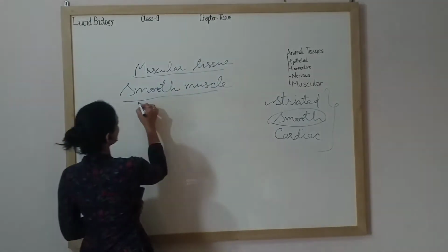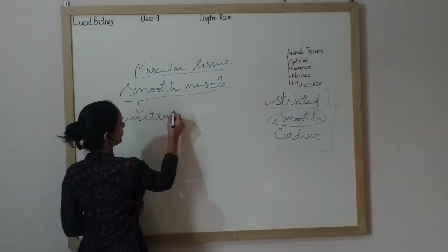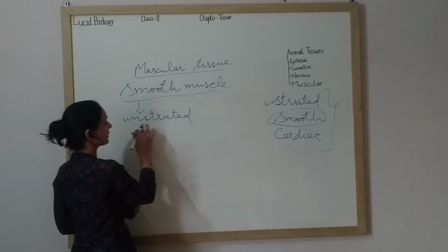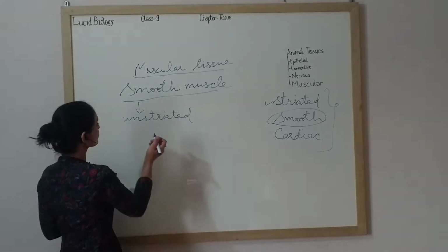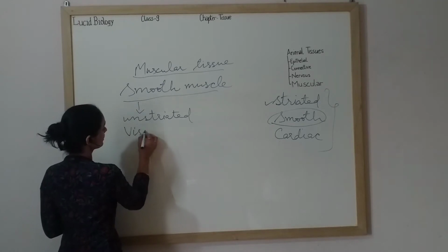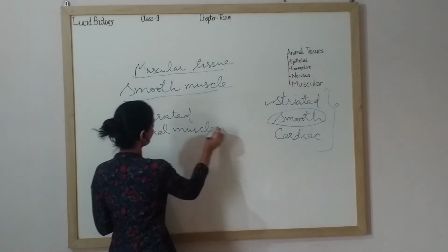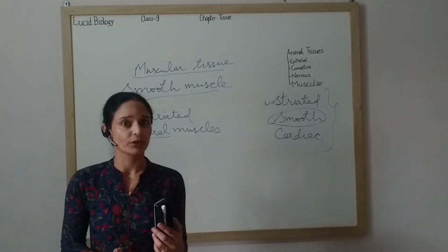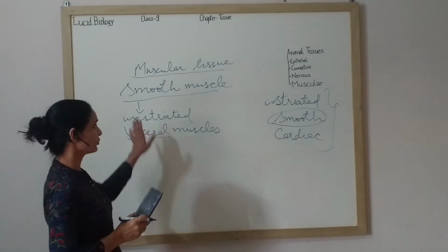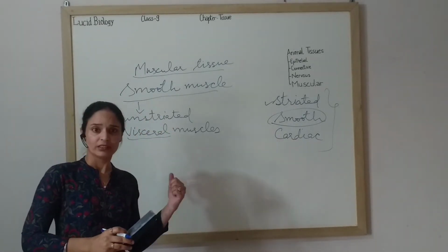Okay, smooth muscles are also called unstriated muscles. It is opposite to striated muscle. Unstriated means it does not show light and dark bands. They are also called visceral muscles. Visceral means they are present in all the visceral organs, all the internal organs of the body, except the heart. In the heart they are not there. Otherwise, in all the internal organs, they are present.